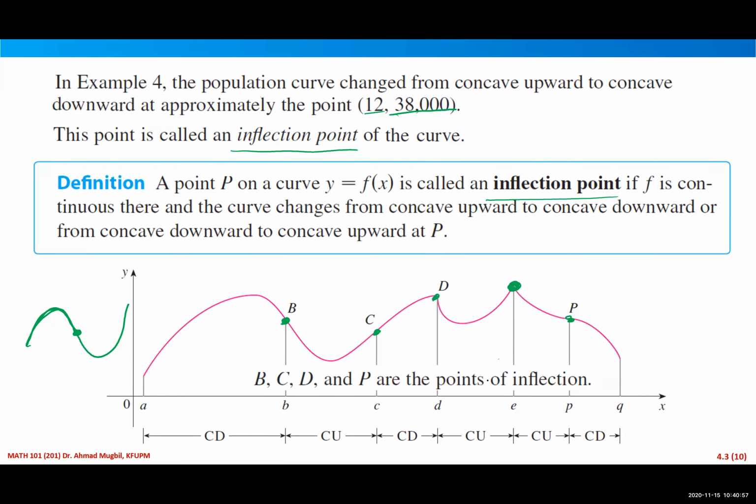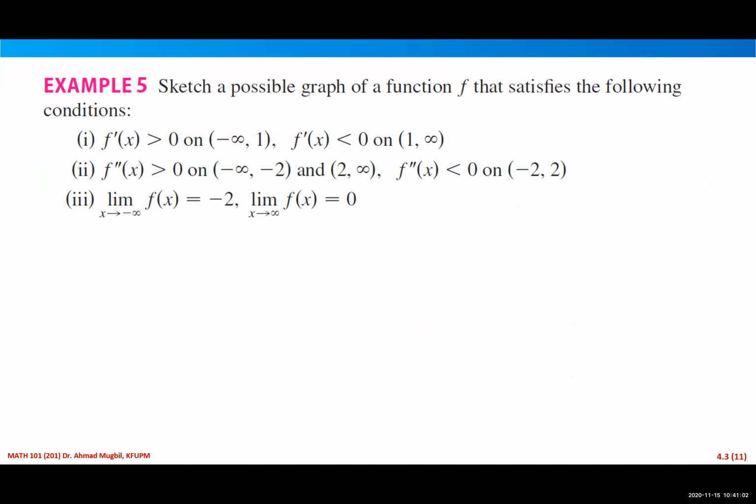Now let's apply these ideas to sketch the graph of the following function. We sketch a possible graph. We could have several graphs, but we will choose one of them. Now we need to summarize the information we have. The derivative of this function is positive on the interval from negative infinity to 1. Let me start drawing the graph here. This is negative, this is 1.